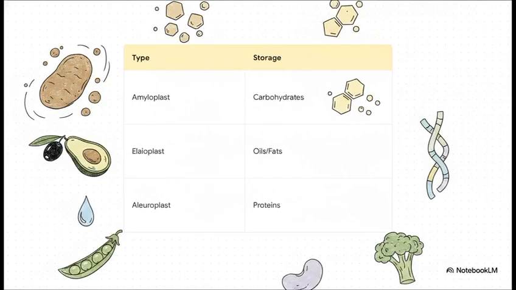Now, while chloroplasts give plants their vibrant color, plants also have these colorless plastids called leucoplasts, and this brilliantly illustrates their specific, crucial jobs. Because they lack pigment, they obviously don't do photosynthesis. Instead, they have very specific storage functions. Amyloplasts store carbohydrates like starch, think of a potato. Elaioplasts are responsible for storing oils and fats, and aleuroplasts store proteins. Actually, memorizing this exact mapping is absolute gold for your exams.